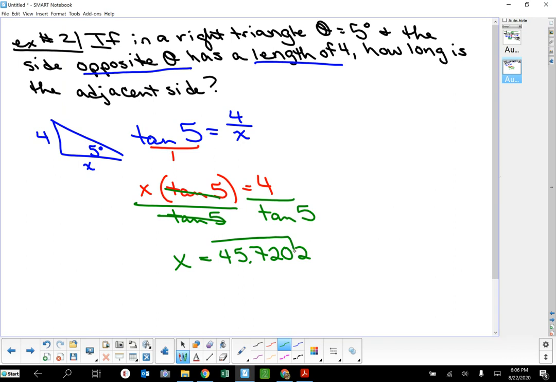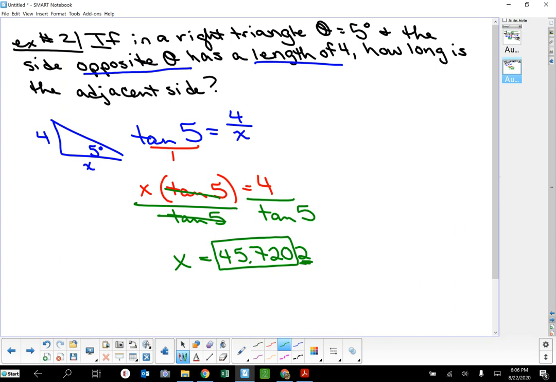Because my fourth decimal place is smaller than 5, I would just leave that third decimal place alone. And I would put 45.720 into Varsity. All right. The next one is a little bit different.